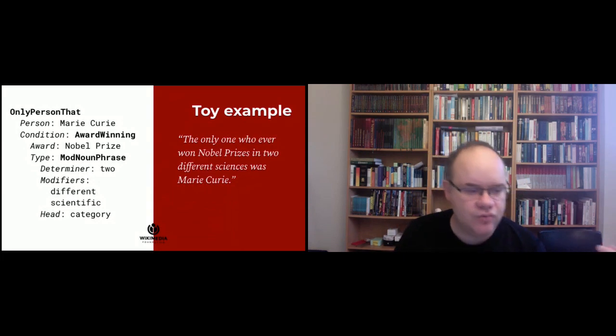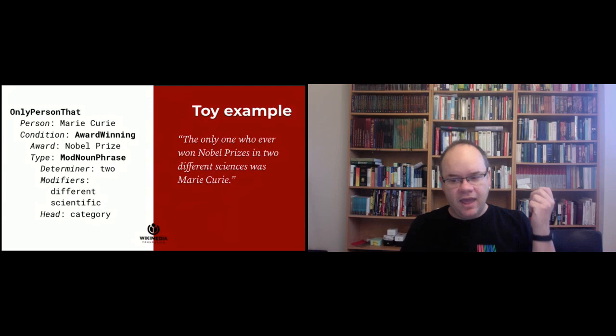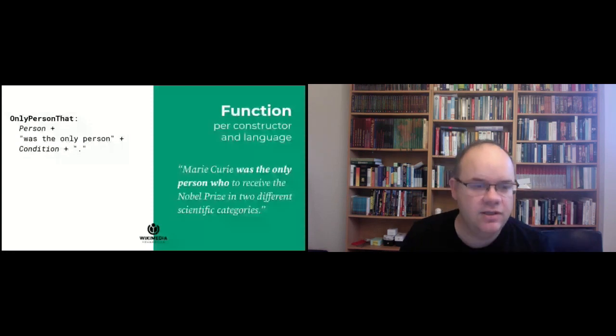So we have all these constructors. For each of the constructors, we want to create functions that can translate it to natural language. And those functions have to be per constructor and per language. And then you can have the same content be displayed in different languages.